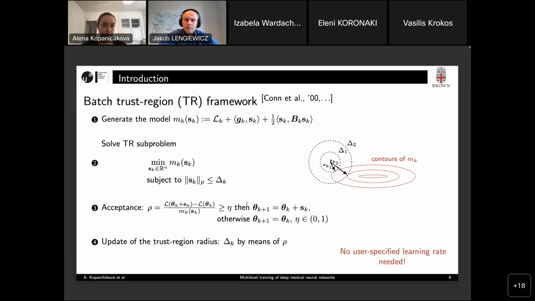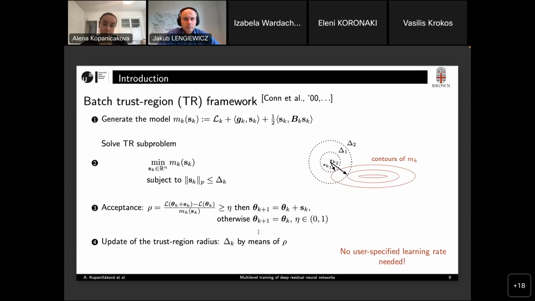So now, if you have a look at this algorithm, you notice something very important, that there is no need for the user to specify a learning rate, because the trust region algorithm automatically adjusts the learning rate by itself, and this is done internally by means of this trust region radius delta. And I believe this is the most appealing feature of trust region methods in terms of machine learning applications.